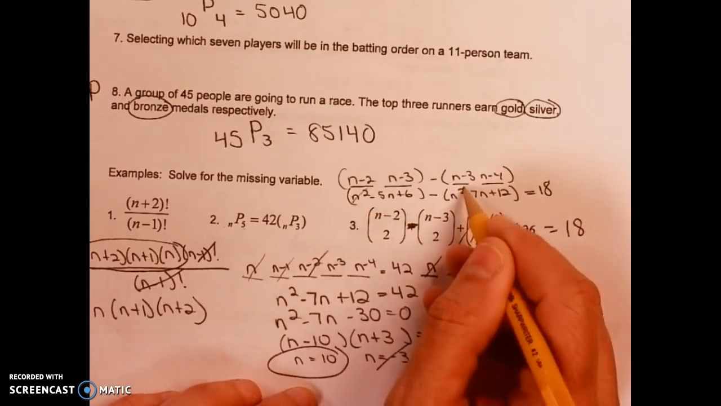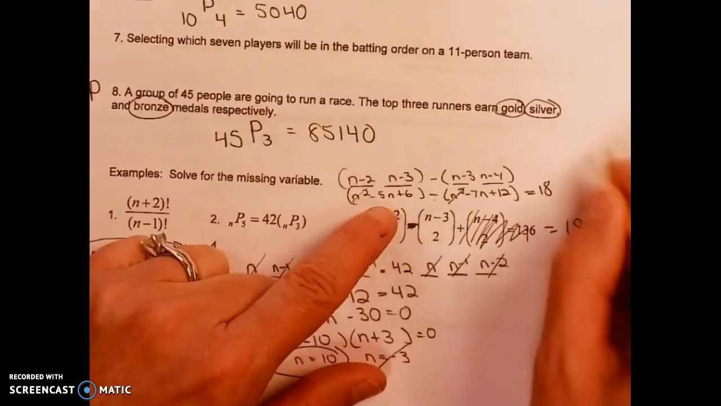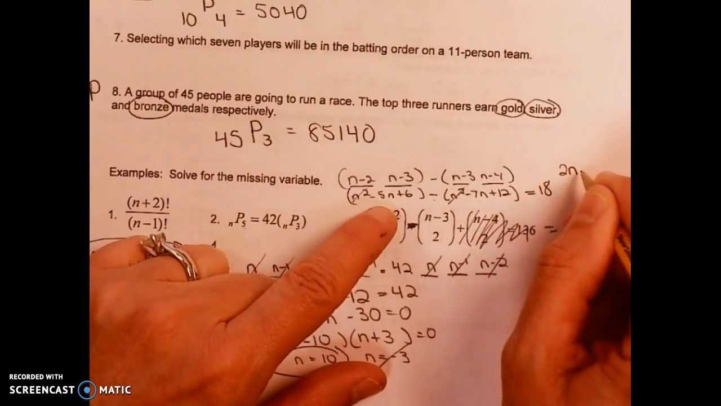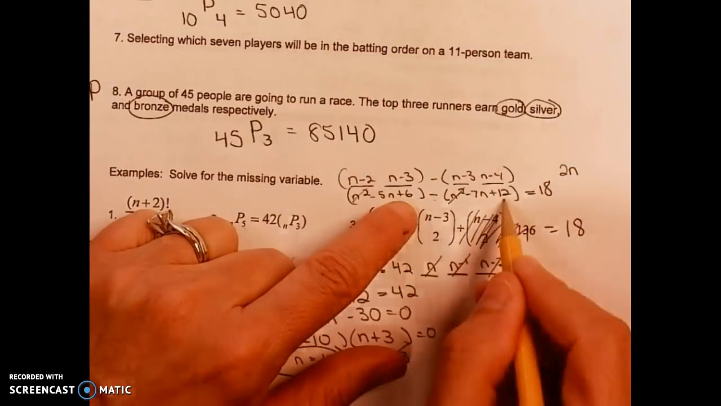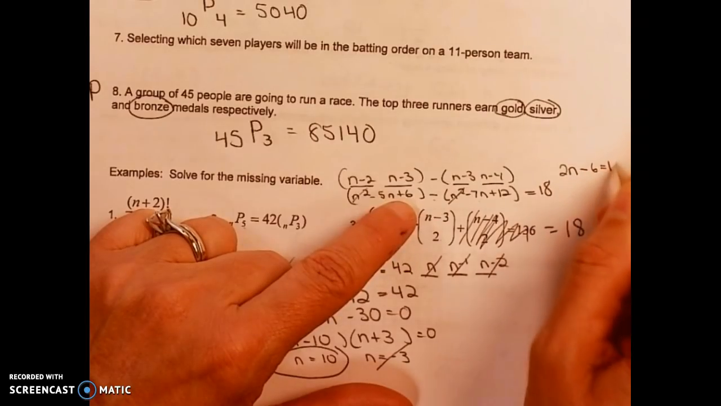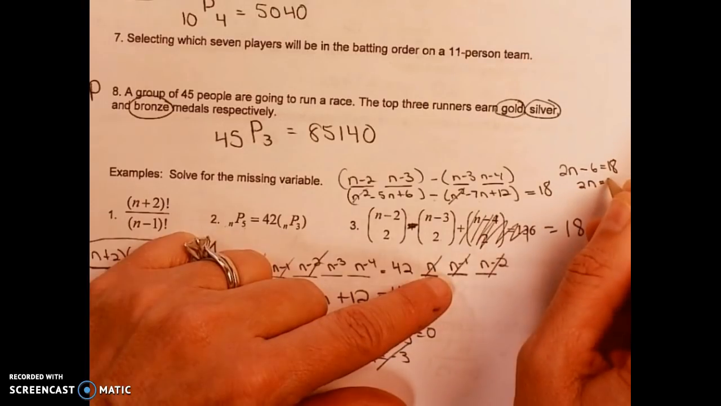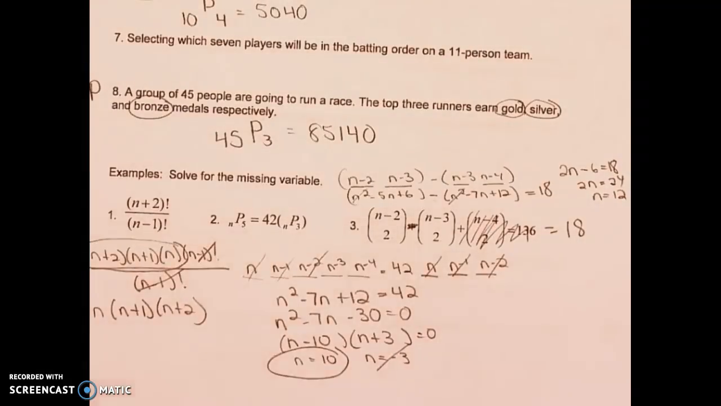Notice n squared minus n squared cancels out. Negative 5 minus negative 7 would be a 2n. 6 minus 12 would be a negative 6 is equal to 18. Finally, we can solve. We get 2n equals 24, and finally n is equal to 12.